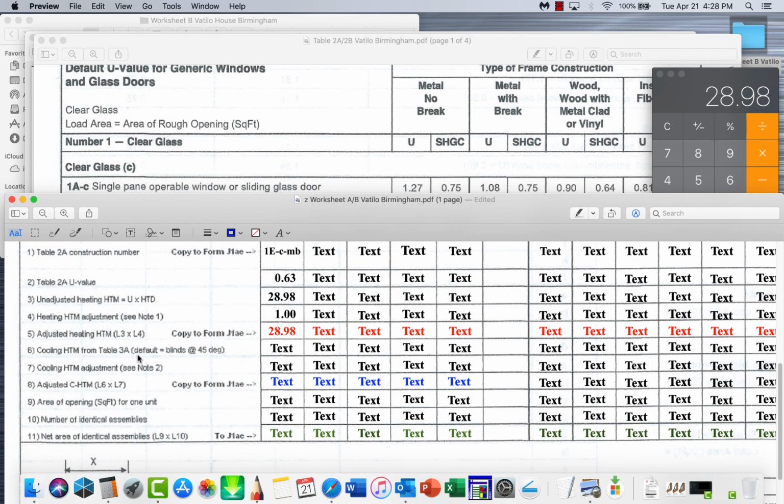Okay. Now the next part, we're going to go to table 3A for line 6. And this is default blinds at 45 degrees. What that means is if you're working on a house and you don't know exactly what type of interior decoration they're going to have on it, are they going to have curtains, drapes, the little pull down shades, blinds, or is it just going to be an open window with no type of blind in it whatsoever? Like I said, to default, they say just use blinds at 45 degrees. It's kind of the middle of the road when we're thinking heat load calculation or gains from a window.